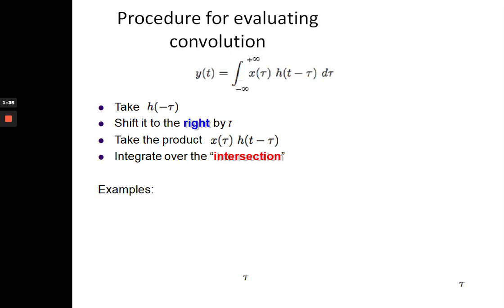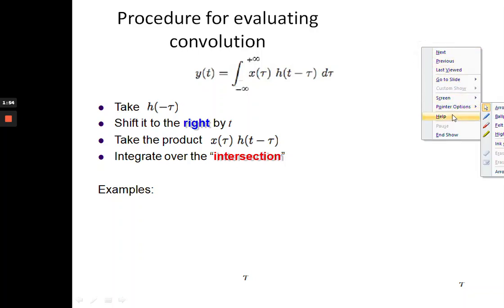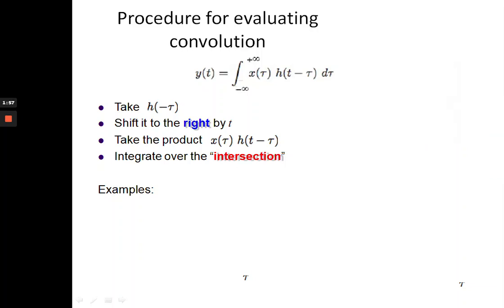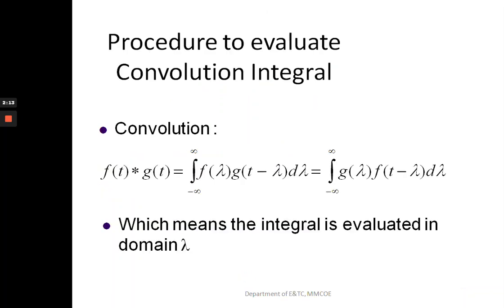Now we know that the convolution integral consists of four steps. First, substitute t equal to 0, then fold that signal at t equal to 0, then shift it to the right by t, then take the product of x of tau and h of t minus tau, the shifted signal, and integrate over the intersection. These are the steps to evaluate the convolution integral, and we will use them.